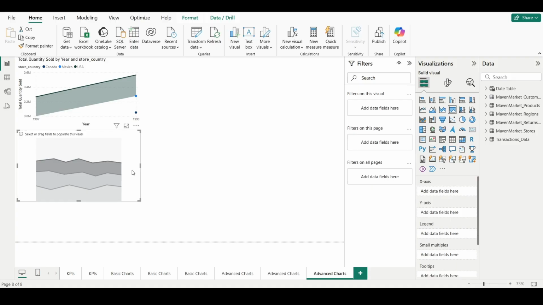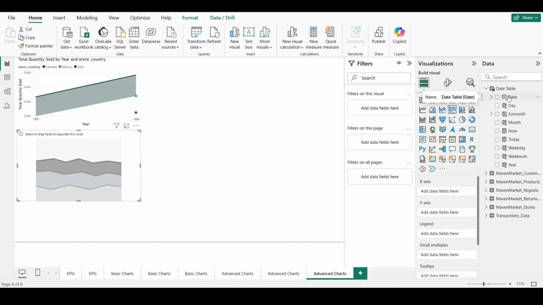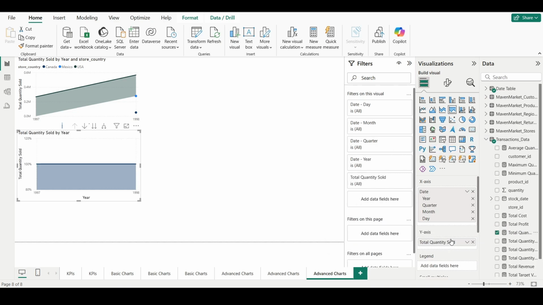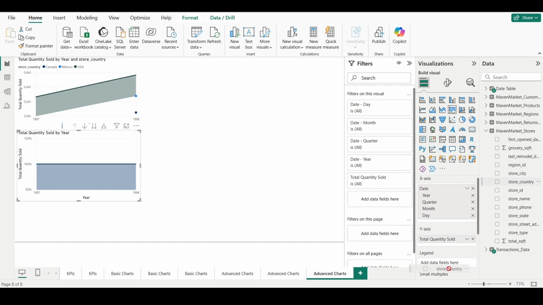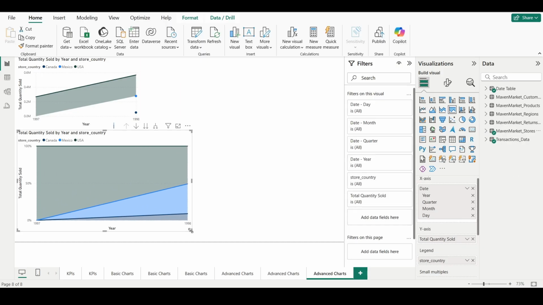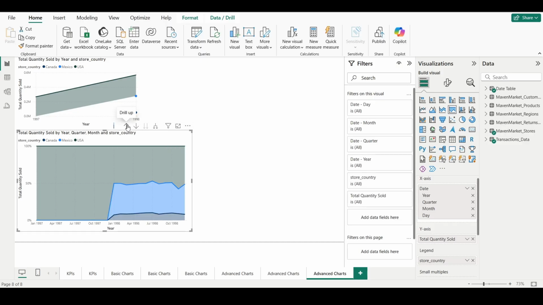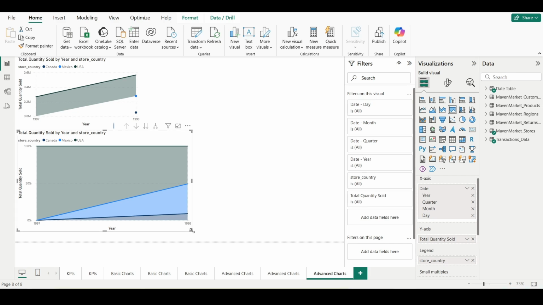Here is how we create this chart. Select the chart, drag date onto x-axis, drag total quantity sold onto y-axis, drag store country onto legend. Let's expand the chart for better visibility. Let's use drill up and drill down options again. Drill down, drill up. So this chart represents the percentage contribution of each category that changes over time. Over here, let's reduce the size of this chart.